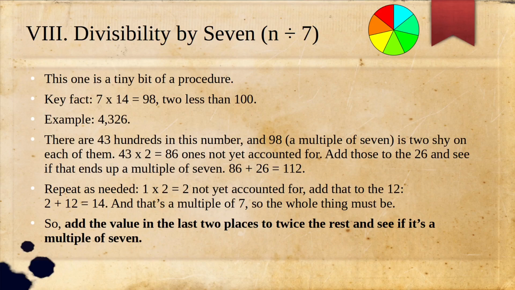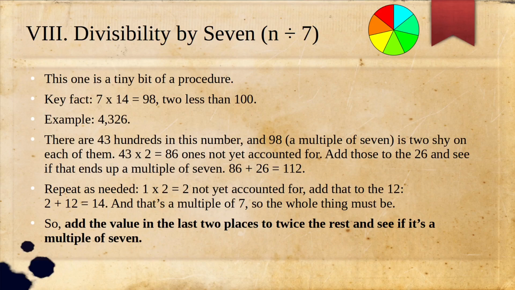But since that's still pretty big, we can repeat. There is 100 in this number and we're 2 shy on it. 1 times 2 is 2 ones not yet accounted for. We add that to the 12 and come out with 14. And as most people know, 7 goes into 14 twice. And since the leftovers were a multiple of 7, the whole thing must be.